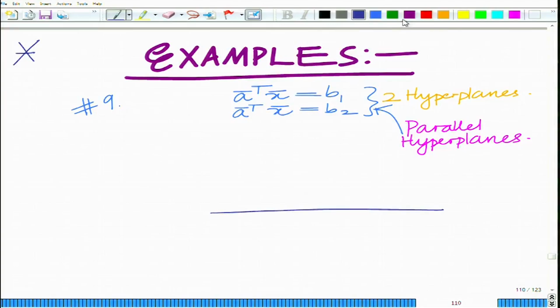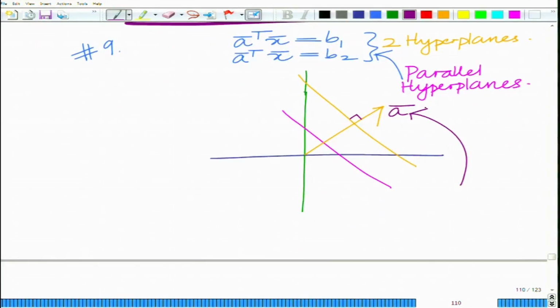You can draw a figure to denote this. If you represent this pictorially, you will find this is hyperplane 1 and this is hyperplane 2, and both have the same normal vector. This vector A bar is the normal to both the hyperplanes.